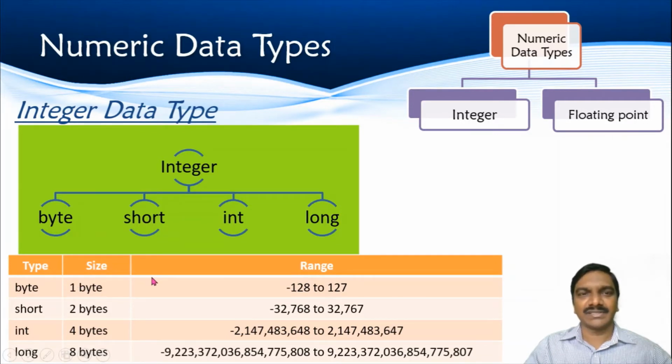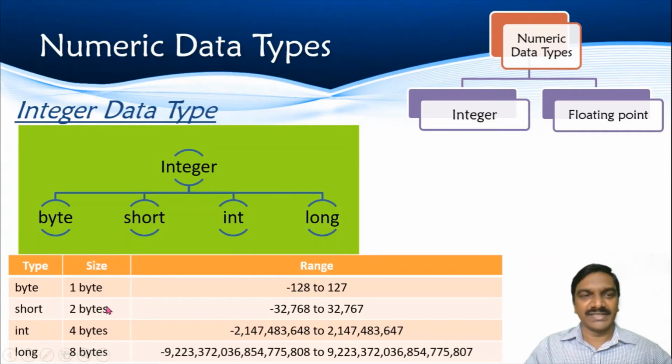In these 8 bits, one bit is used for sign. Sign means either negative or positive, right? To store the sign, we use a single bit, and the remaining 7 bits are used to store the number or the data. The range is -128 to 127. We can store negative numbers as well as positive numbers. Now next comes the short data type. It occupies 2 bytes of memory. This is the range. Here also 1 bit is reserved for sign, and the remaining 15 bits are used to store the number.